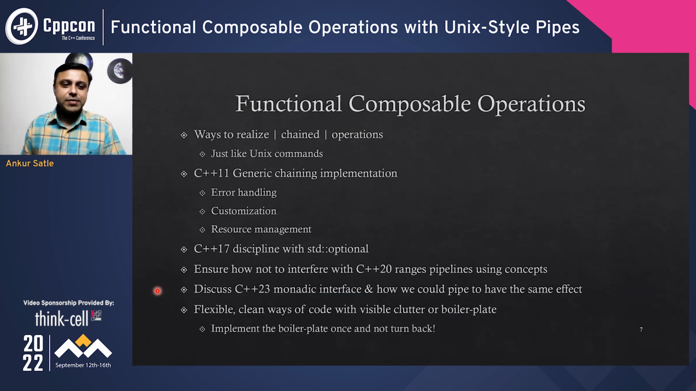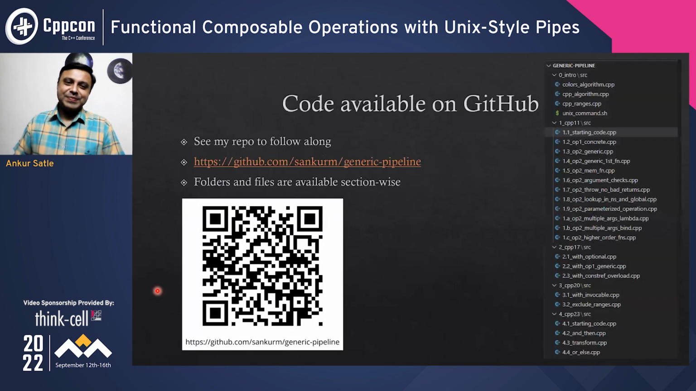So we are looking at flexible and clean ways of writing code without visible clutter. How great would it be to see your business objects and business operations right there, rather than a lot of syntax and ifs and jumps and checks? It would be a perfect world, I would say. The code that I'm going to share during this presentation is at this location on my GitHub, in the repo called generic pipeline, and you can follow along if you go there.